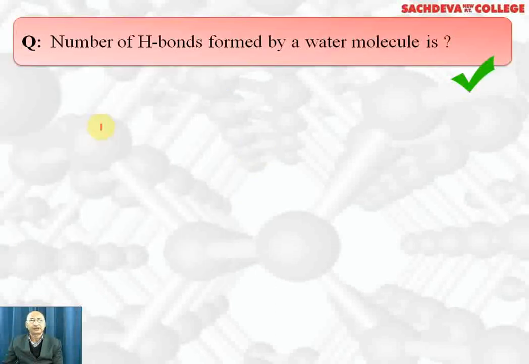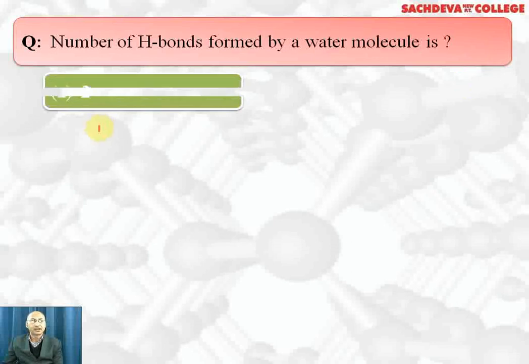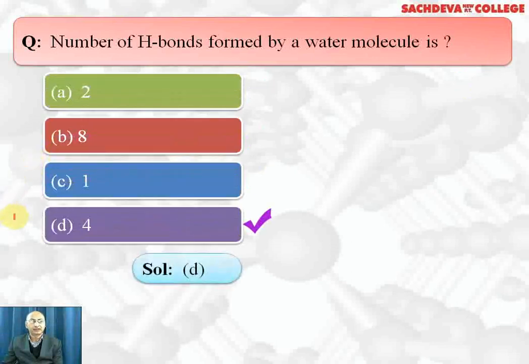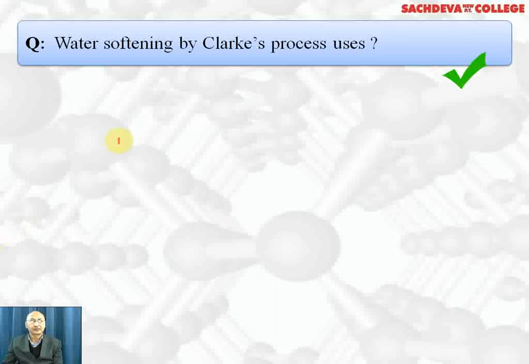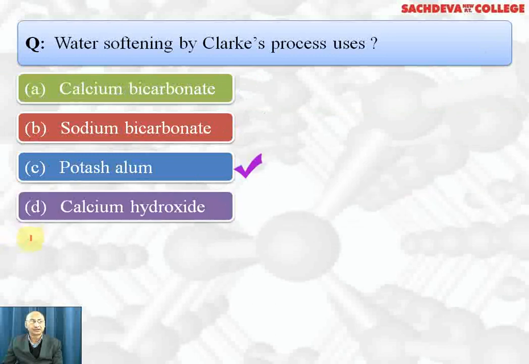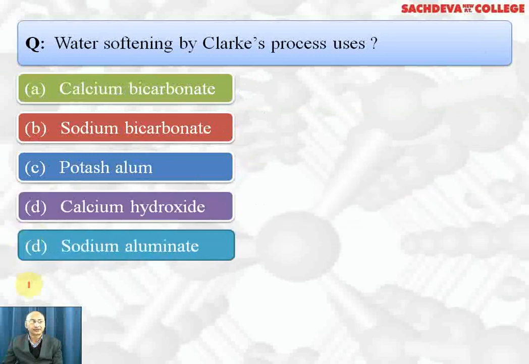Number of hydrogen bonds formed by water molecules are A 2, B 8, C 1 or D 4. Correct answer is D part. 4 hydrogen bonds are formed by each water molecule. 2 are formed by hydrogen and 2 are formed by oxygen. Water softening by Clark process uses calcium bicarbonate, sodium bicarbonate, potassium, calcium hydroxide, sodium aluminate. Correct answer is calcium hydroxide, used as water softener in Clark's process.